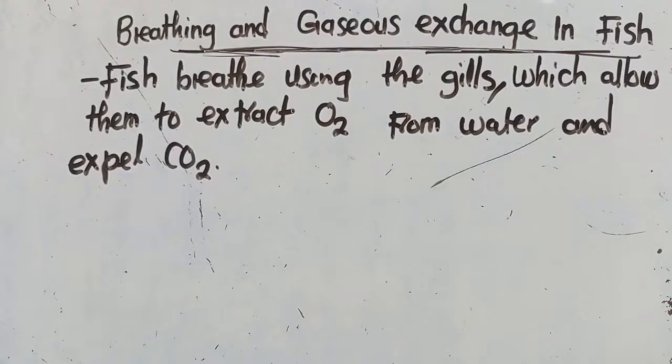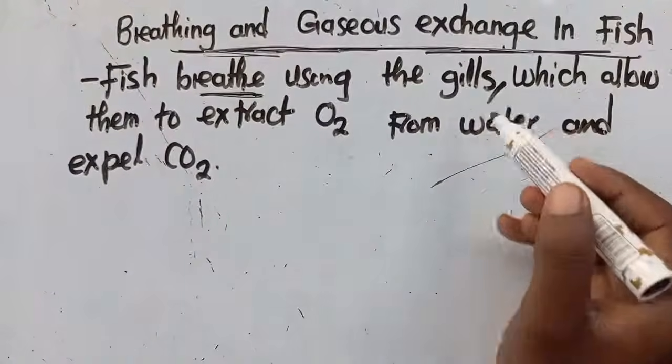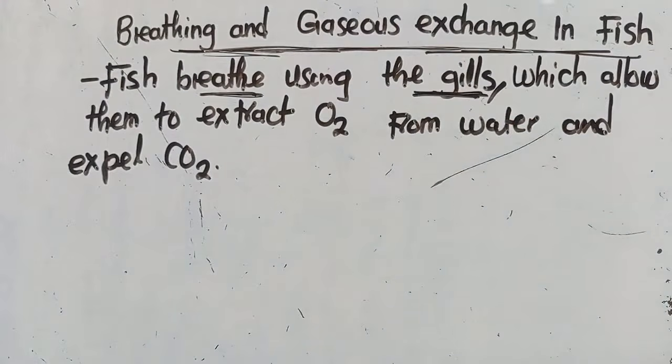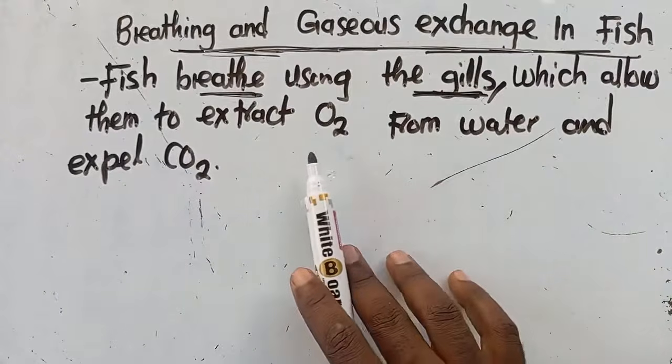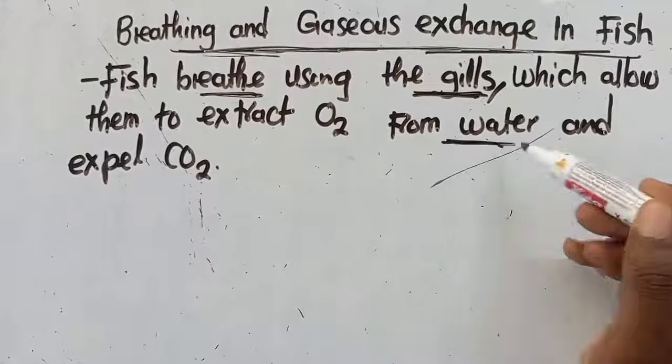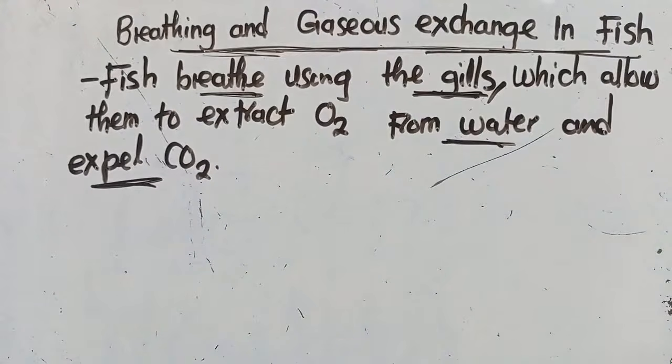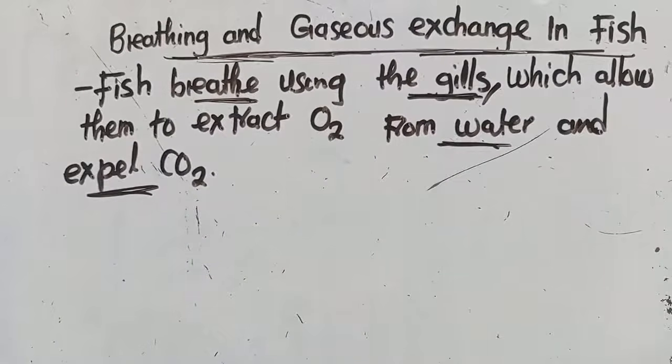When we are talking about breathing, fish breathe using the gills. These gills allow the extraction of oxygen from the water and expel what we call carbon dioxide. So this is the first point that you have to know. I guess even as I'm teaching you, you are also writing down notes in your book. The key thing is writing down the notes and getting the concept. That is the whole idea. This is the reason why I'm teaching you.